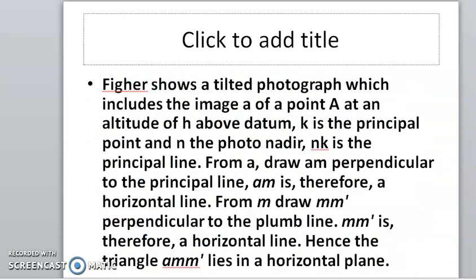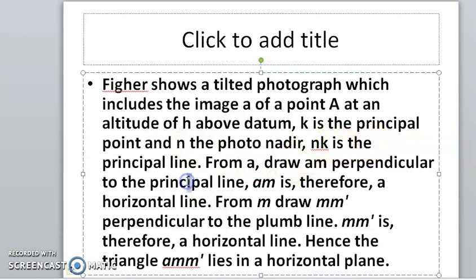The figure shows a tilted photograph which includes the image of the point A at an altitude of H above the datum. K is the principal point of the photograph, N is the nadir. NK is the principal line.